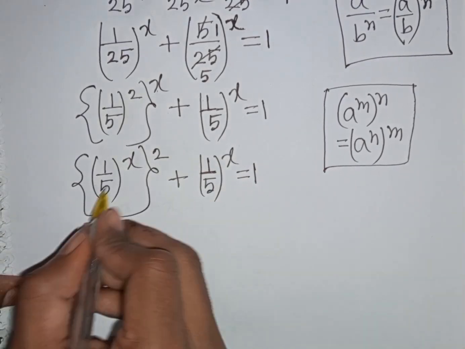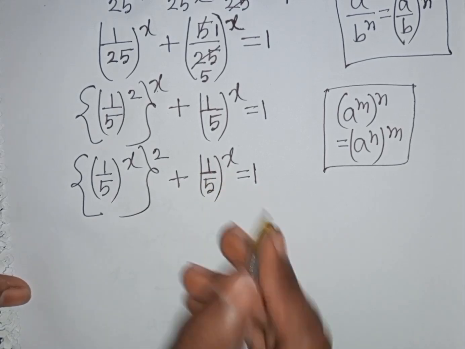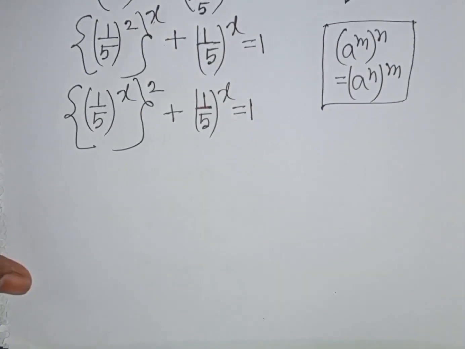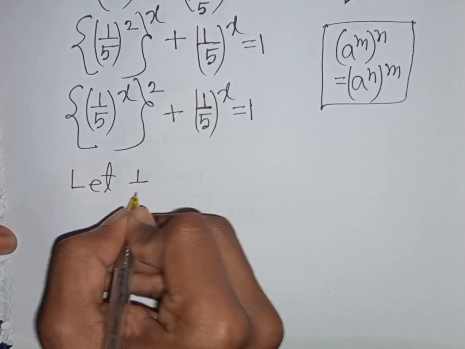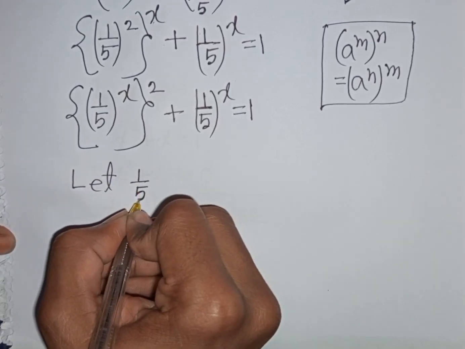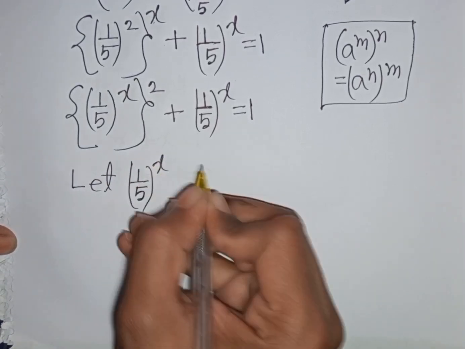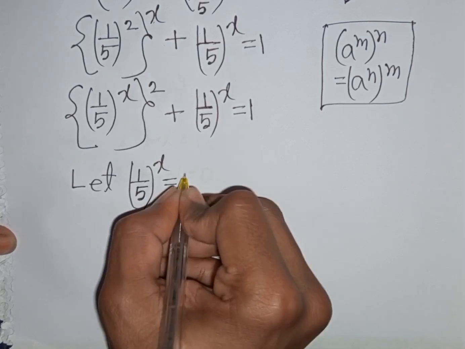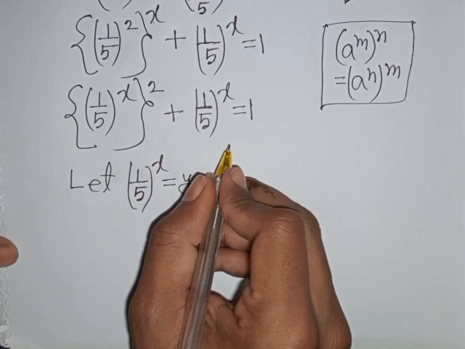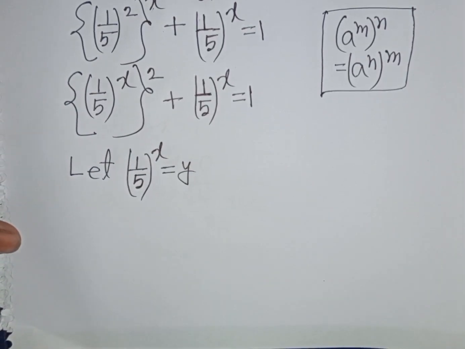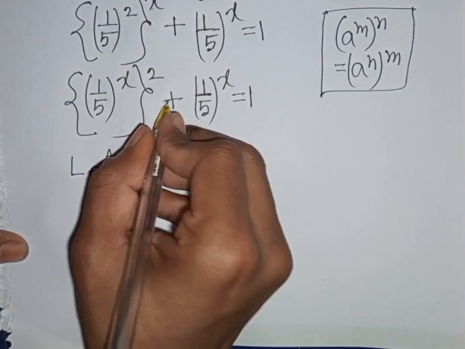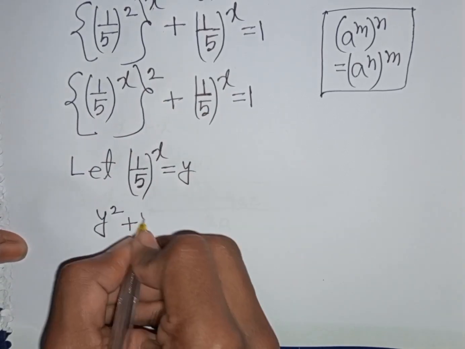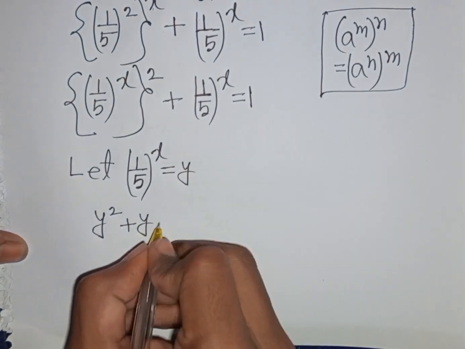Now we see (1 by 5) power x, (1 by 5) power x, both terms are the same. So let (1 by 5) power x be substituted by y. So our equation will be y square plus y is equal to 1.